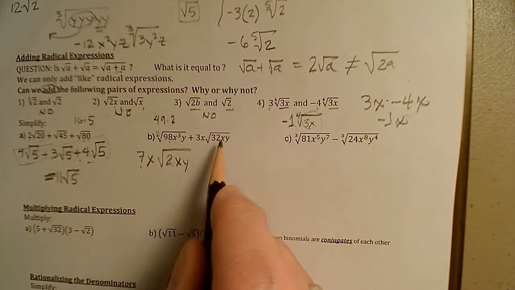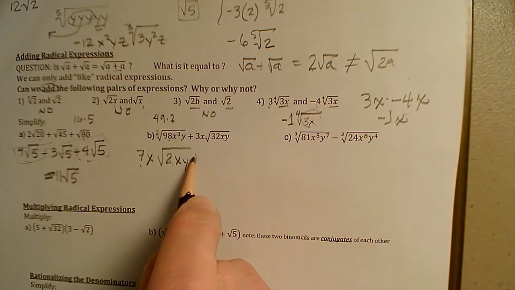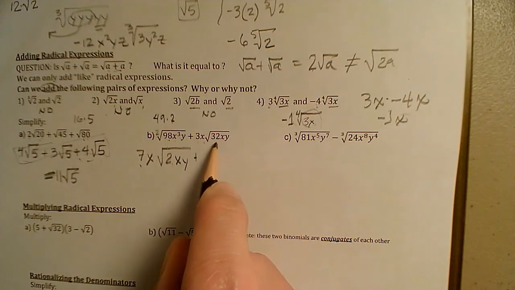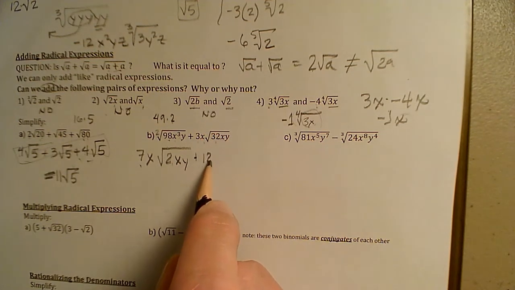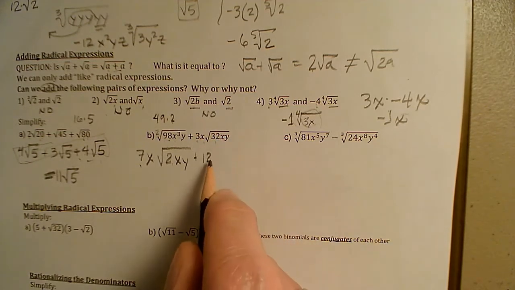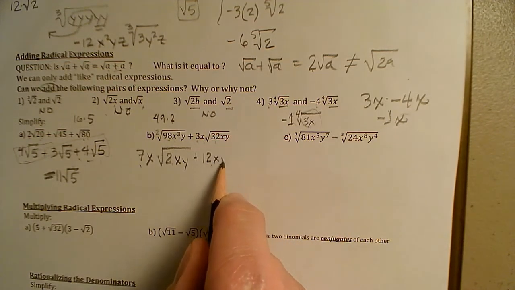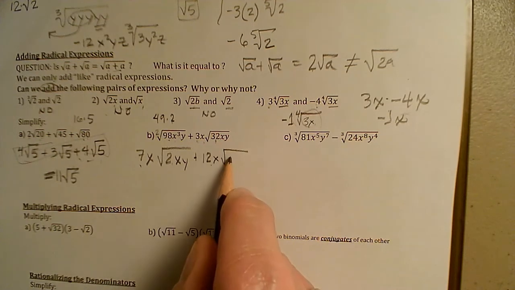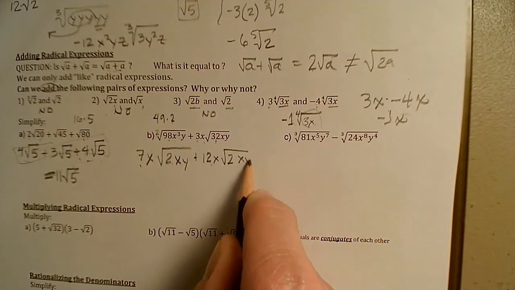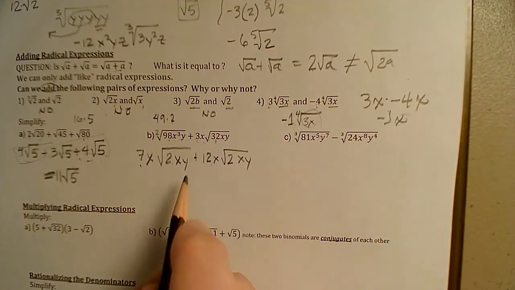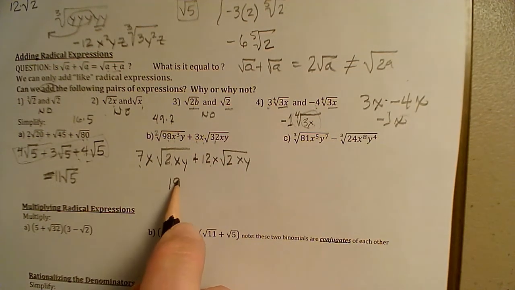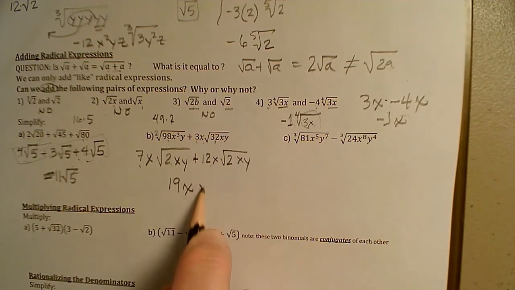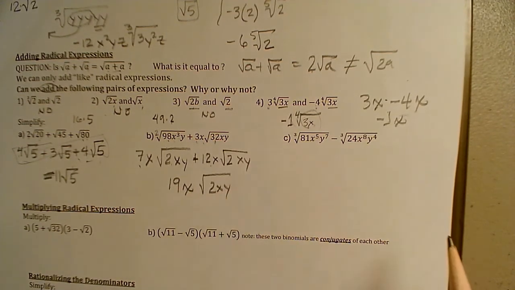And so let's think about doing the same thing to this over here. We have 3x, the 32, there's a 16 in there, that can come out. So that's going to be a 4 that multiplies by my 3 and gives me a 12. So 12x, what's left when I took the 16 out of the 32? That was a 2, and again, x, y. So now you can see the radicands are the same. We can simply add these up. This would be 19x square root of 2xy.